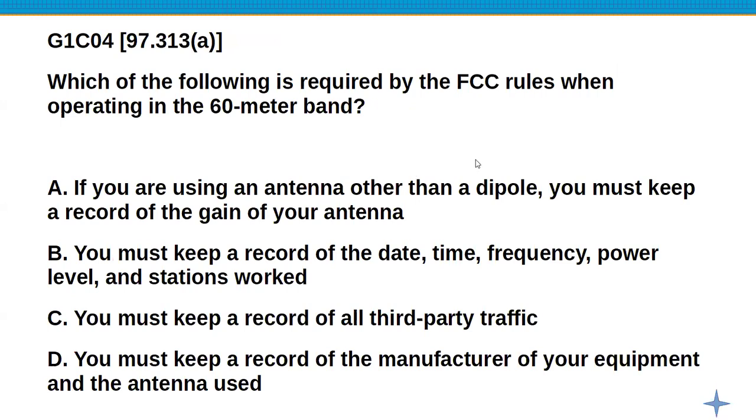Okay, which of the following is required when operating in the 60-meter band? We just talked about that. Yeah, that would be alpha.